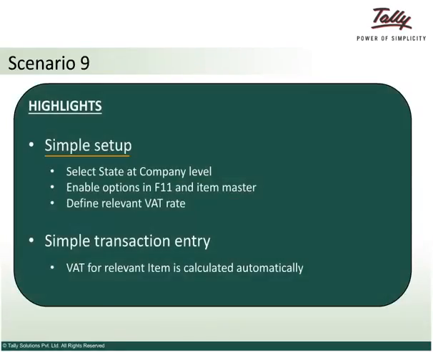So we have seen how simple it was to enable VAT for the two states based on the state specified at the company level. Appropriate options are displayed in F11 features and in relevant masters. All we need to do is enable the options, define the applicable rates, and pass transactions to see that getting appropriately calculated. Simple.